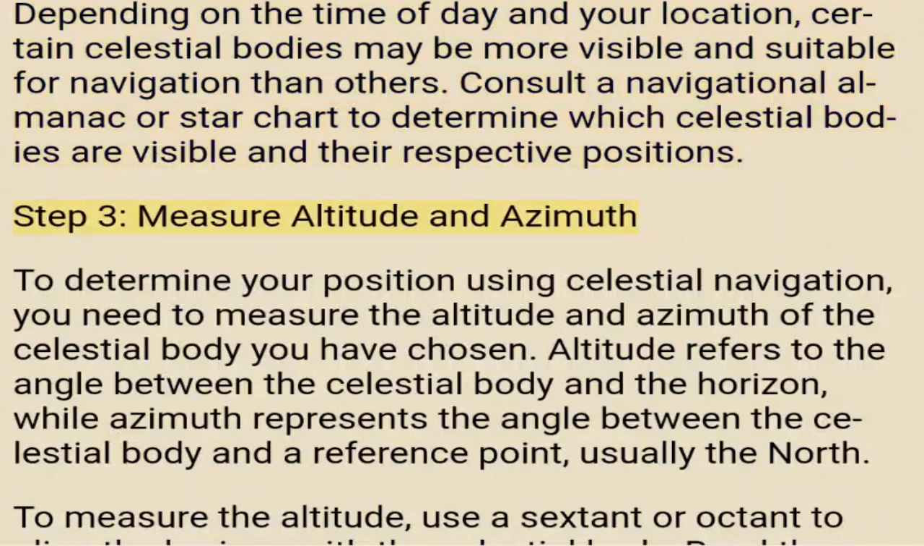Step 3. Measure altitude and azimuth. To determine your position using celestial navigation, you need to measure the altitude and azimuth of the celestial body you have chosen. Altitude refers to the angle between the celestial body and the horizon, while azimuth represents the angle between the celestial body and a reference point, usually the north.